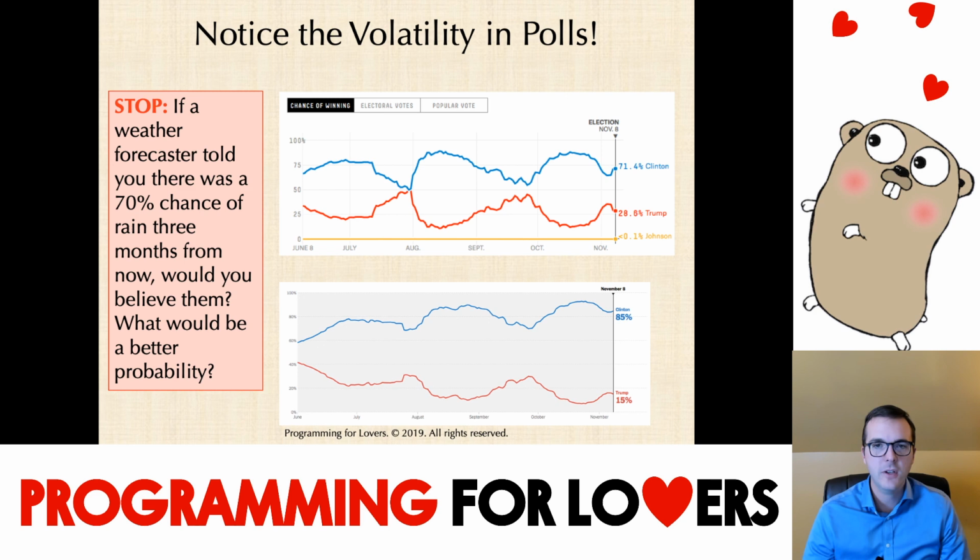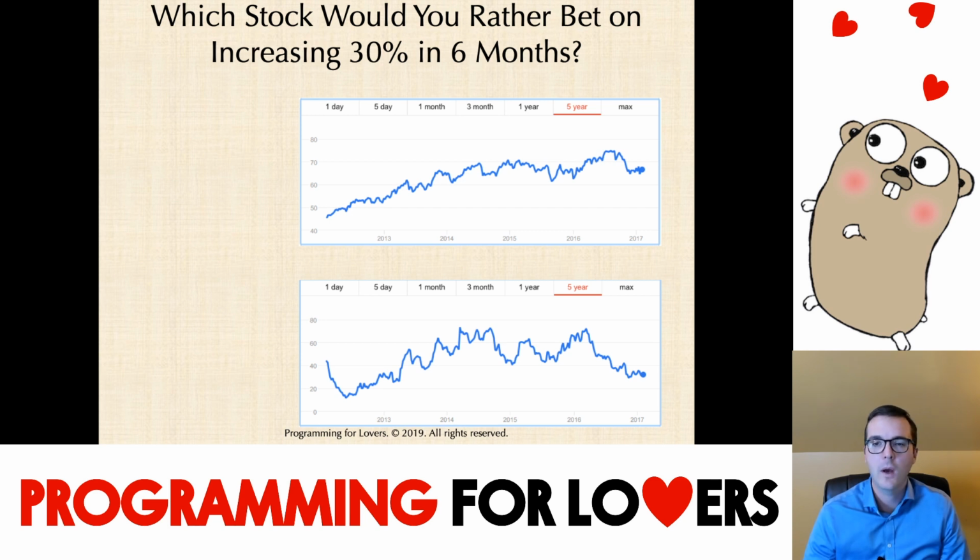There's an interesting connection of volatility if we look at a place where volatility is very prevalent, in the stock market. So I always ask my students to tell me which of these two stocks they would rather bet on as increasing 30% in the future 6 months. And these stocks were captured in 2017, but it wound up being an excellent example, so I always come back to it.